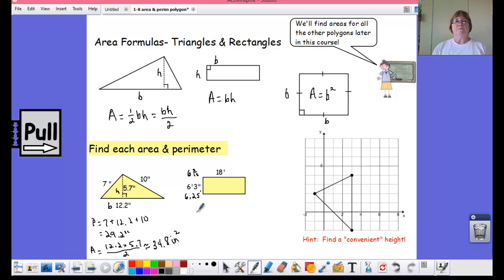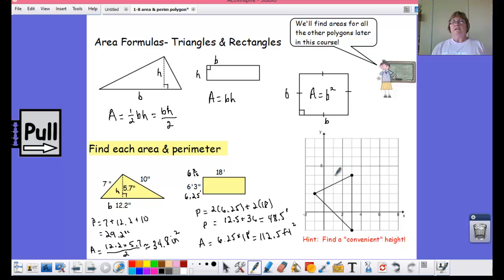Now finding the perimeter, we've got two sides that are like that. So two 6.25s and two 18 sides. That's 12.5, and that is 36. That gives us a perimeter of 48.5 if I added correctly. I hope I did, and those are feet. To find the area, it is base times height. So we are 6.25 times 18, and our answer will be in square feet when we get it. That is 112.5 feet squared. Very good.